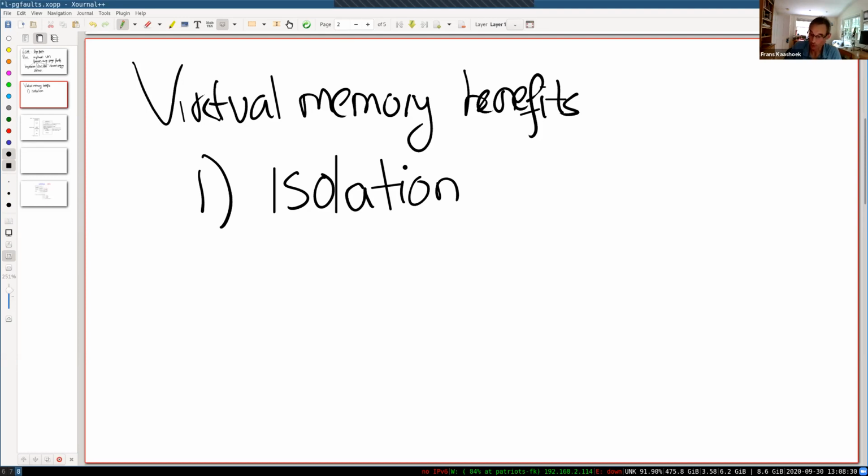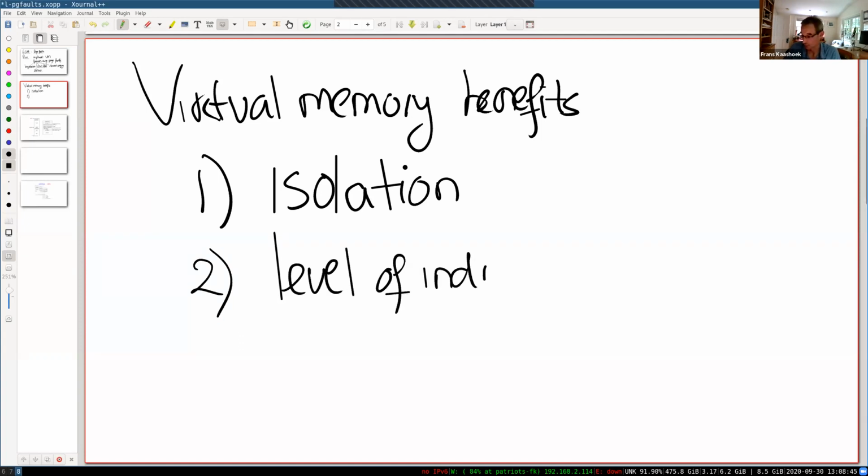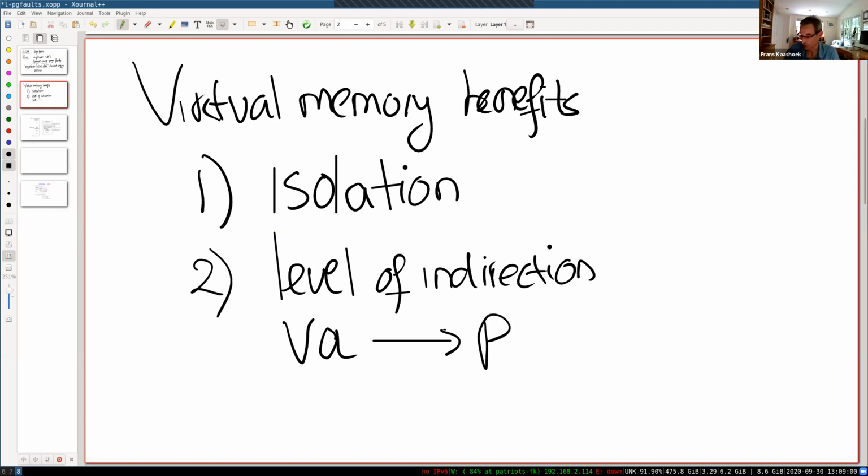Another benefit of virtual memory that I alluded to a couple of times earlier is that it provides a level of indirection. The processor or the instructions all use virtual addresses, but the kernel gets to define the mapping from virtual addresses to physical addresses. And that allows all kinds of interesting features, like the ones that I'm going to be talking about in this lecture.